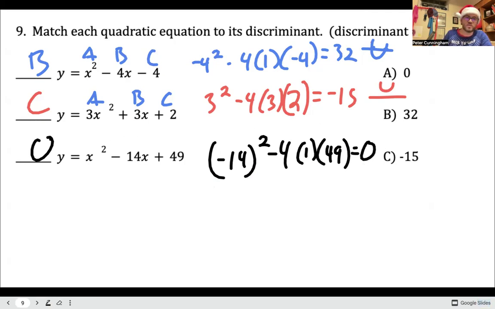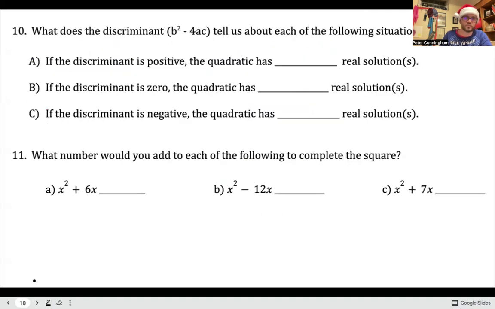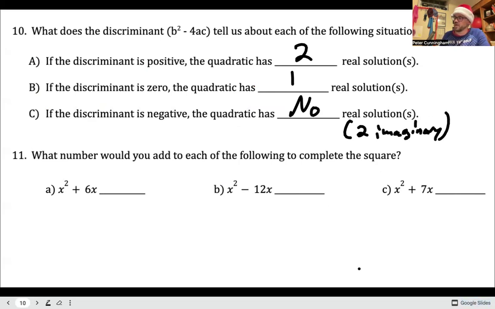And when that happens, we would have a parabola with 1 solution. Which we get at here. If the discriminant is positive, the quadratic has 2 real solutions. If the discriminant is 0, we have 1 real solution. If the discriminant is negative, we have no real solutions, but 2 imaginary. Keep that in mind.